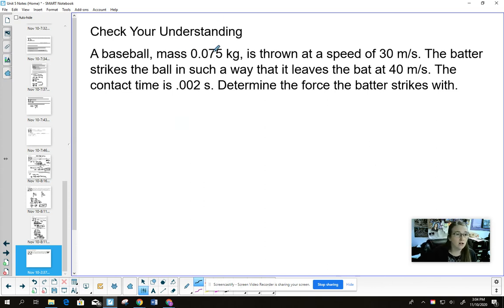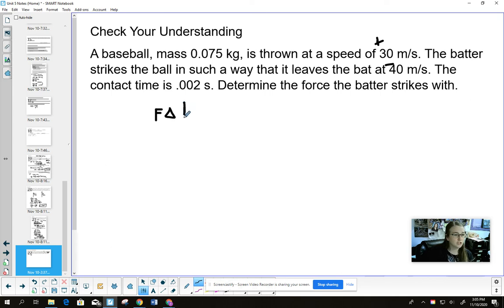Okay, so a baseball is thrown out at a speed of, I'm going to call this positive since it's the first velocity given to me. The batter strikes the ball in such a way that it leaves the bat at 40 meters per second in the opposite direction, right? The ball is thrown, he hits the ball and it travels the opposite direction. I need to call this negative. Be mindful of directions, guys. If they are opposite directions, one needs to be positive, one needs to be negative. And we have the contact time.